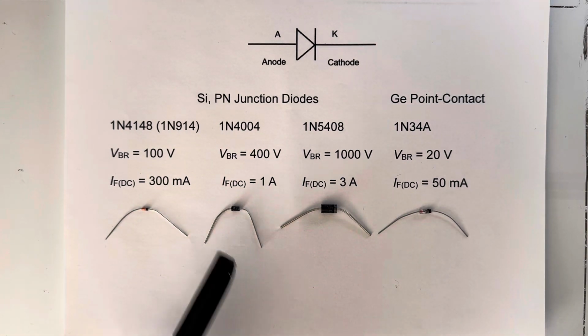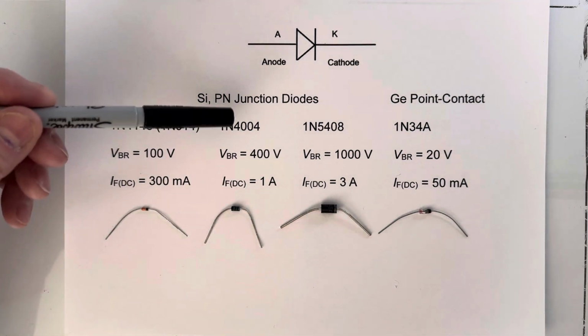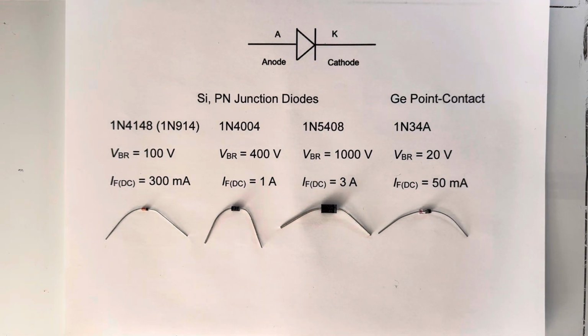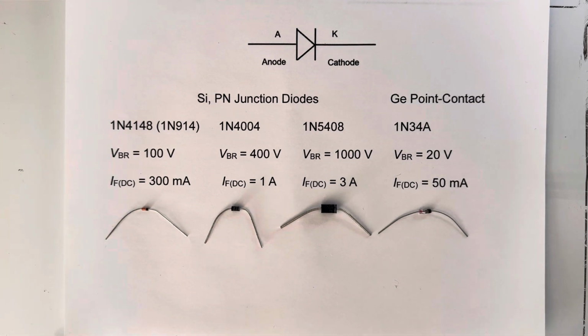The next diode in the list is the 1N4004. This particular diode has a breakdown voltage of 400 volts, and it's designed to carry 1 amp of DC continuous current. There are a number of different diodes in the 1N4000 series. The 1N4004 happens to have a breakdown voltage of 400 volts, but there are other diodes. The 1N4001 has a breakdown of 50 volts. The 1N4007 has a breakdown voltage of 1,000 volts. But any diode in the 4000 series is designed to carry 1 amp.